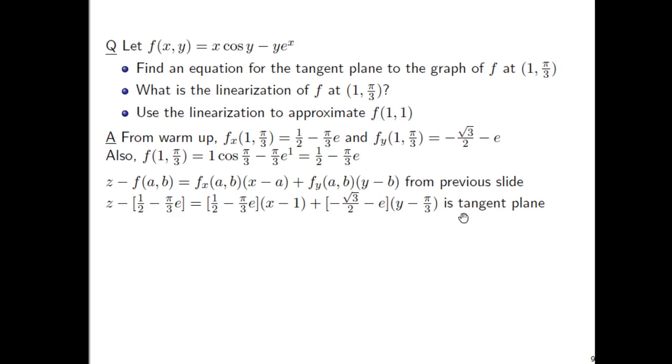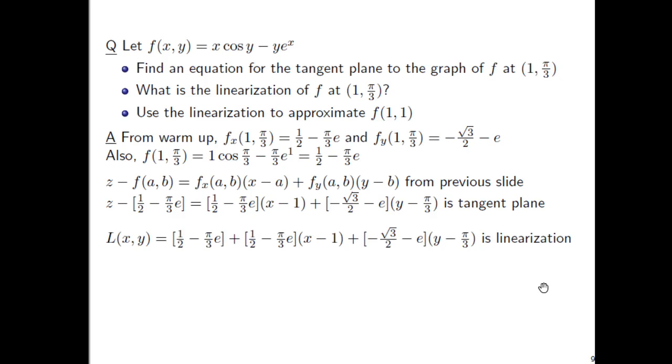Now, we did not really cover why this truly is the equation of the tangent plane, but it is very much reminiscent of the point-slope form for a line. So that's an equation for the tangent plane. Now all we need to do to get the linearization is solve for z. So we add what's in the square brackets on the left to both sides. And so L of x comma y is that number that was on the left earlier plus all the terms we had on the right. That's the linearization at 1 comma pi over 3. We're done with part 2.